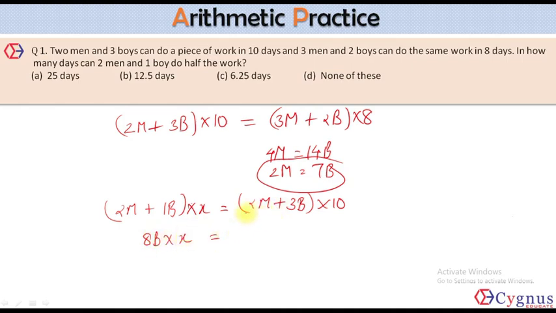This is also 2 men and 3 boys. 2 men can be replaced by 7 boys. 7 boys plus 3, 10 boys, into 10. So this will give you x equal to 100 by 8. These many days are required if the work is full, but I need to finish only half of the work. Now half of the work will give you how much? 12.5 days is for full, so for half it should be 6.25 days. So your answer becomes the third option. It was a very easy question.